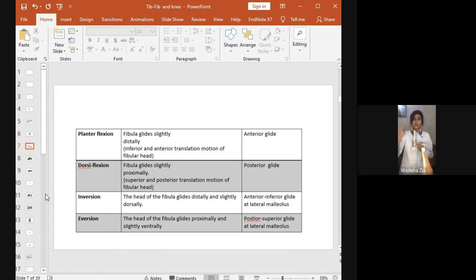So if you want to improve the plantar flexion, anterior glide; for the dorsiflexion, posterior glide; for the inversion is the combination of two glides, anterior inferior glide. So it will be like anterior and inferior, go into this direction. For the eversion, the direction will be posterior and superior direction. So these are the four physiological movements at the talocrural joint: plantar flexion, dorsiflexion, inversion, and eversion. And roll and glide will be according to this table.